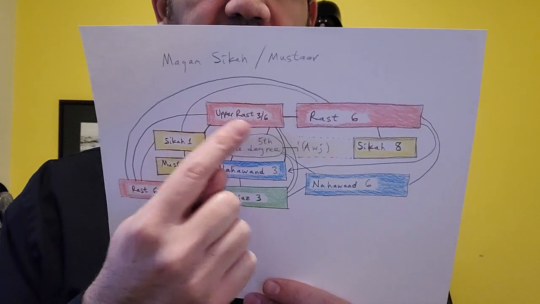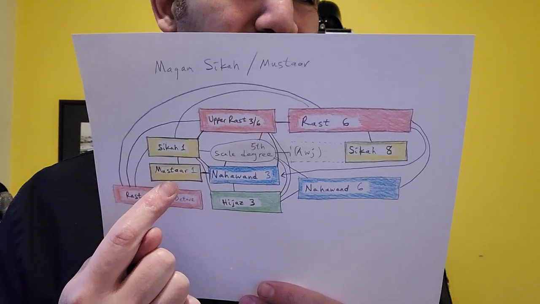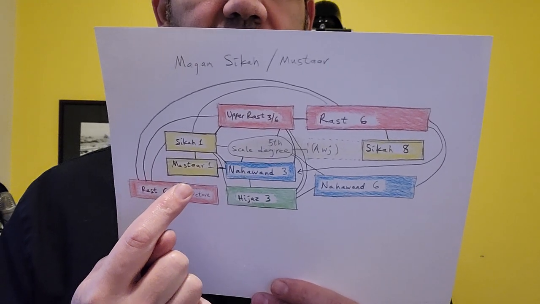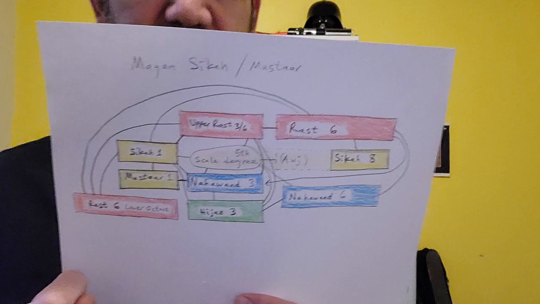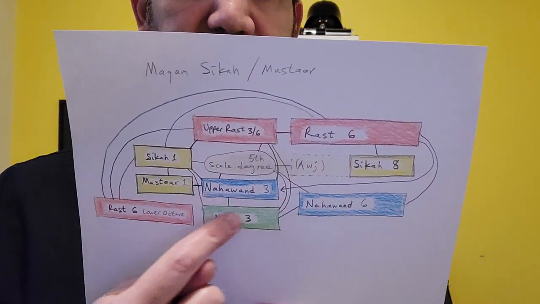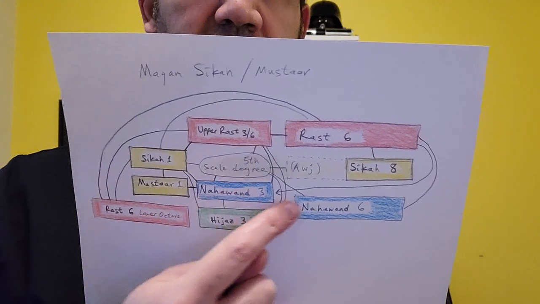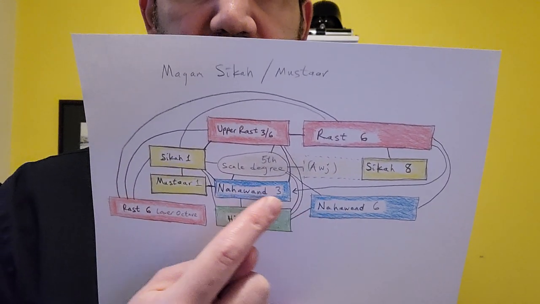When you are in Maqam Sikah, you're going to hear Mustaar a lot. And Maqam Mustaar as a standalone maqam barely exists. And again, I will explain that later. Now, I didn't really touch what's down here. I'm going to touch this Nahawand on 6 because we're going to see it in one of our examples.